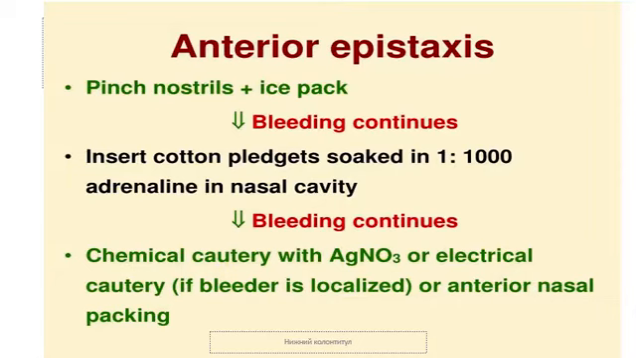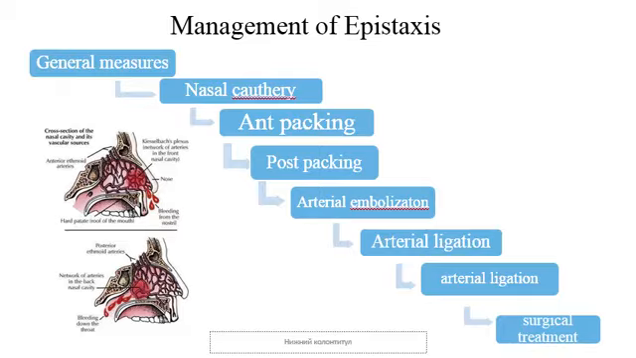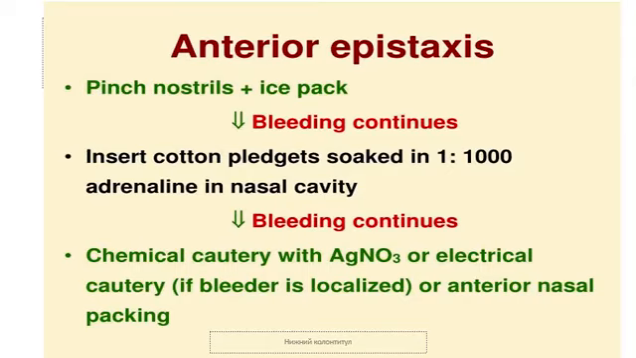The general measures are what we do during anterior epistaxis. We should pinch the nostrils and use ice packs. If bleeding continues, we need to insert cotton pledgets with adrenaline solution. If it still bleeds, we do our second step, nasal cautery. For chemical cautery we use silver nitrate, and electrical cautery for physical cautery.